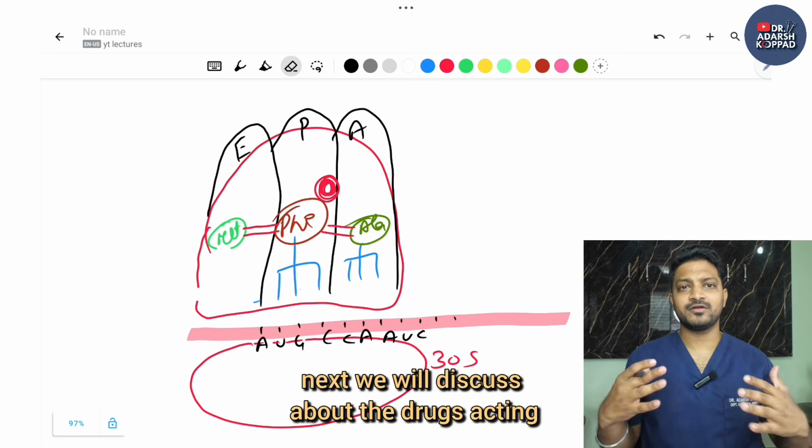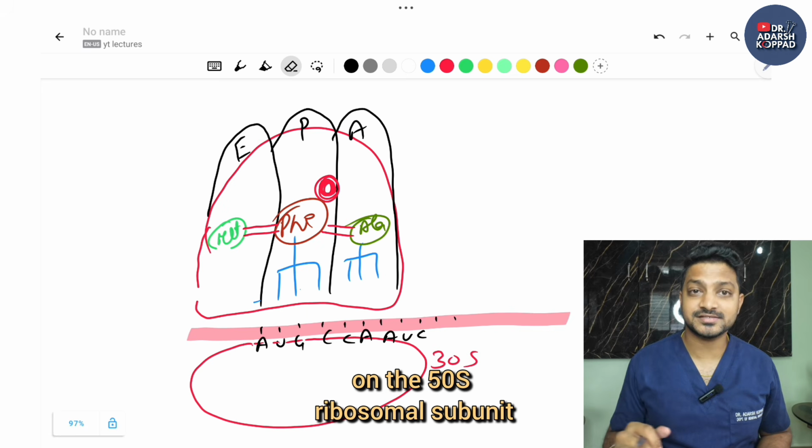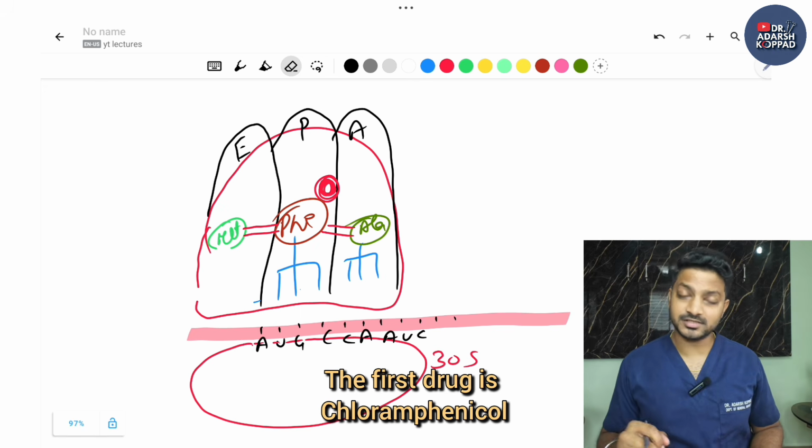Now, next we will discuss the drugs acting on the 50S ribosomal subunit. And the first drug is chloramphenicol.